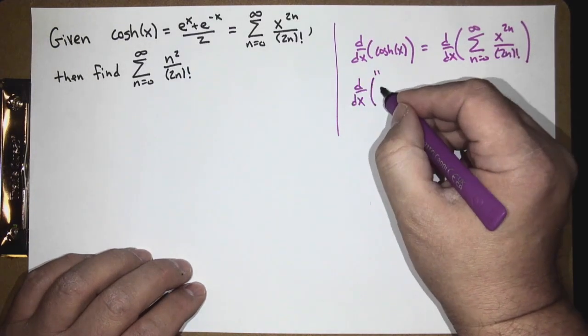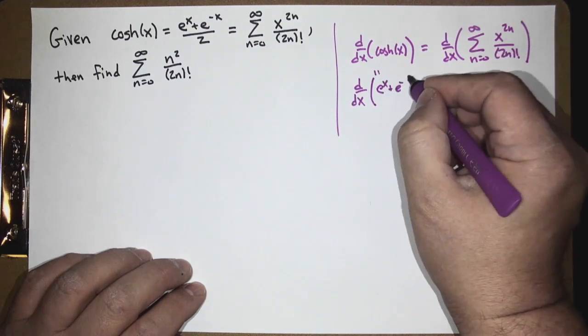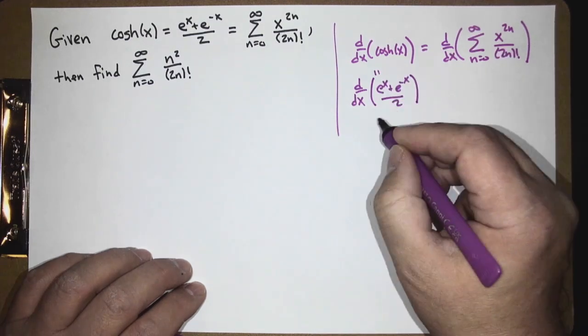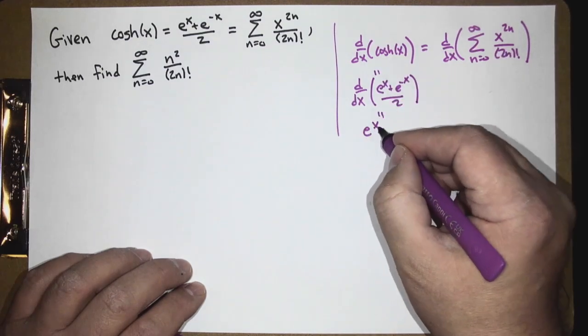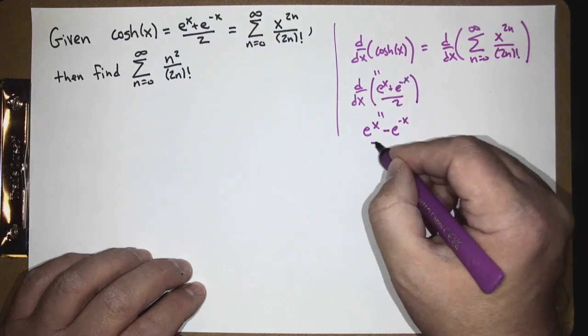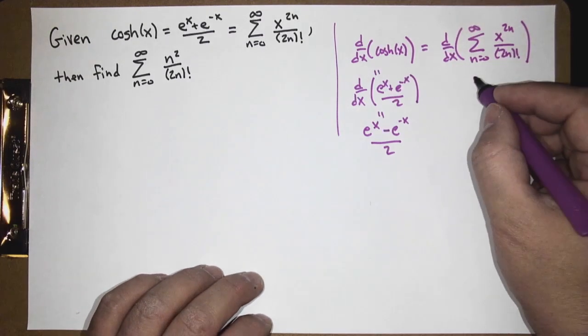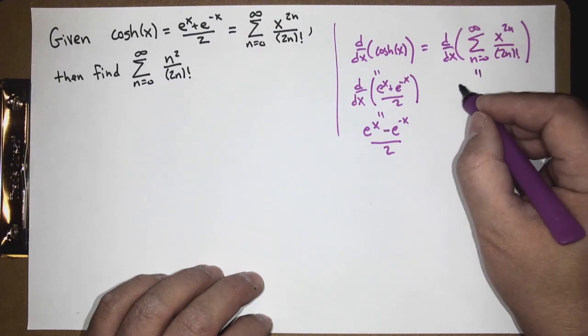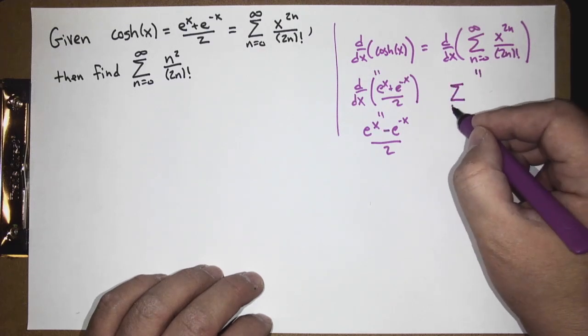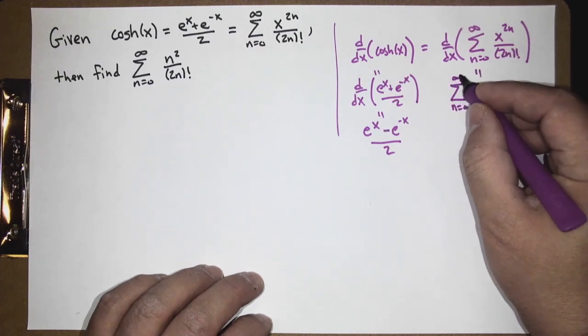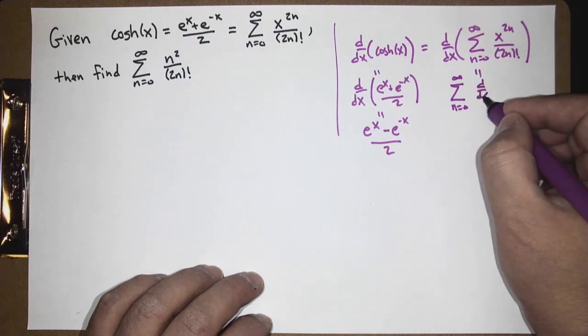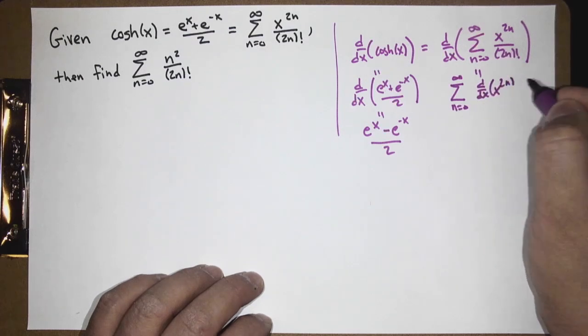If you want, we'll just work with the e to the x plus e to the negative x over 2. It's e to the x minus e to the negative x over 2. And this has a name. It's called sinh, hyperbolic sine. All right. Well, how do you take the derivative of a sum? You take the sum of the derivatives. The derivative can pass through the sum.